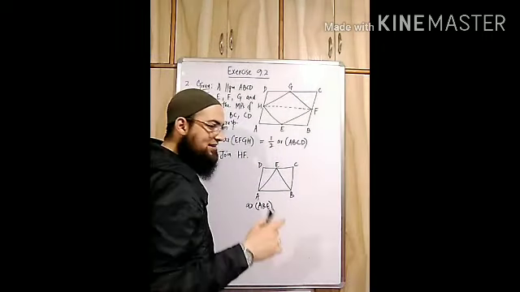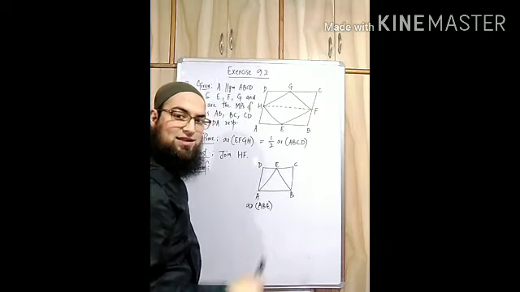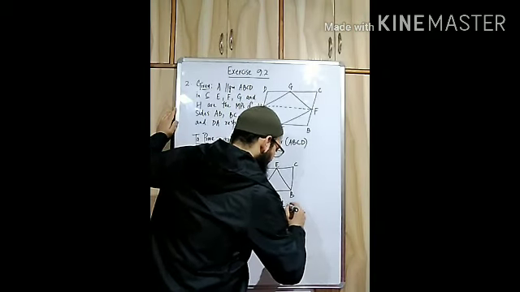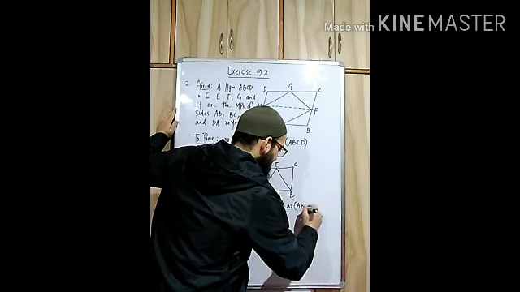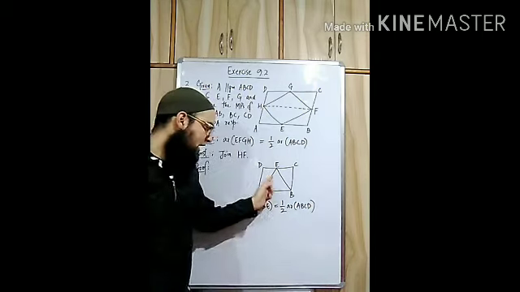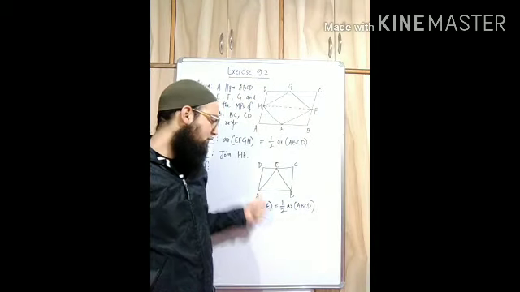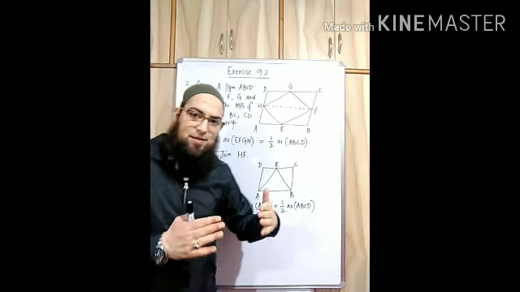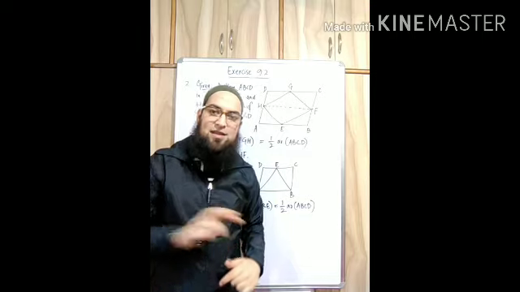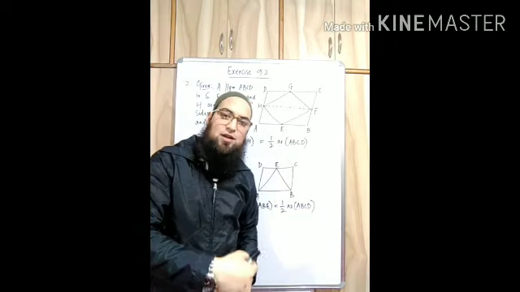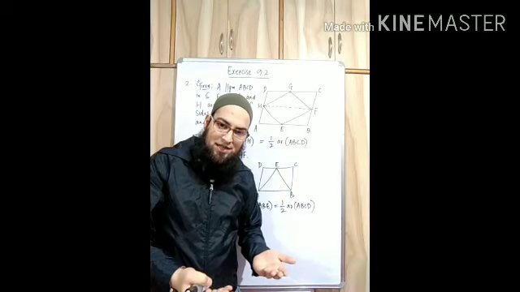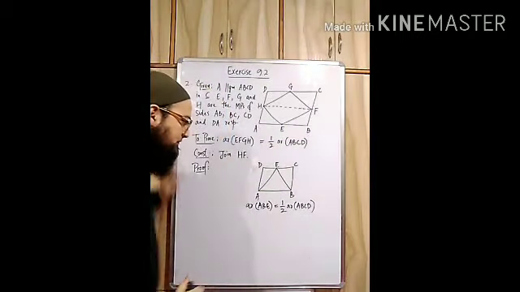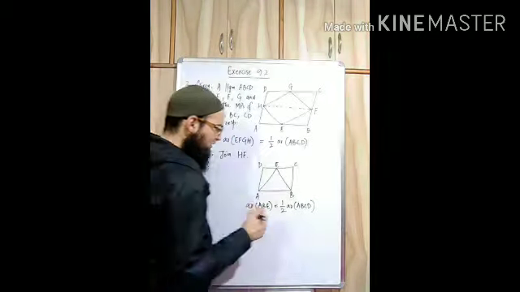Now if a triangle and a parallelogram are on the same base and between the same parallels, then the area of the triangle is always equal to half of the area of the parallelogram. As in this case, area of triangle is equal to half of area of ABCD. It would always be true. If two parallelograms are on the same base and between the same parallels, their areas are equal. If a triangle and a parallelogram are on the same base and between the same parallels, then the area of the triangle is equal to half the area of the parallelogram. You can prove that easily.